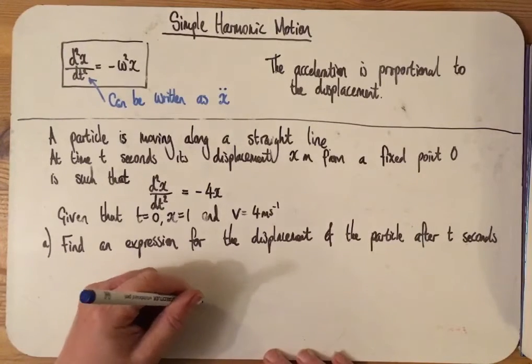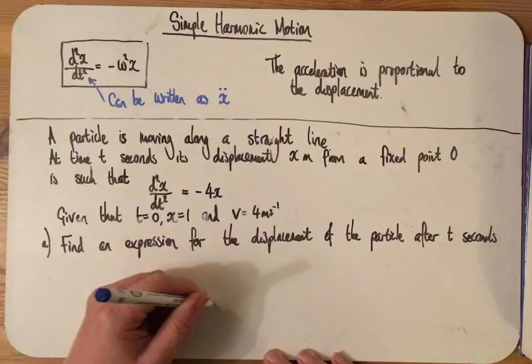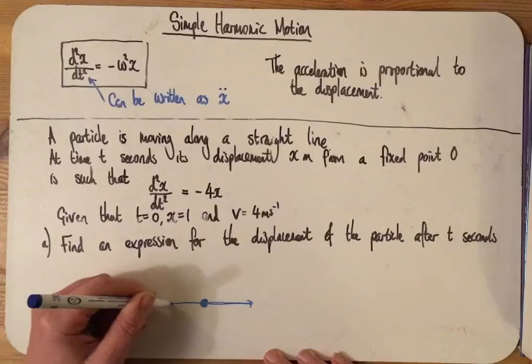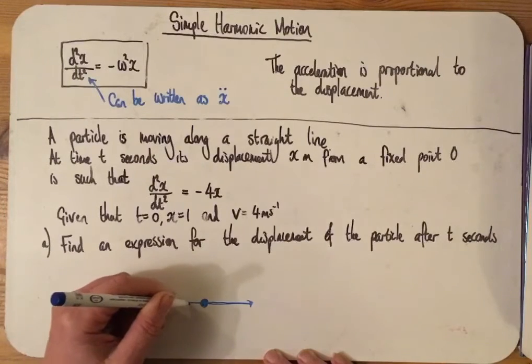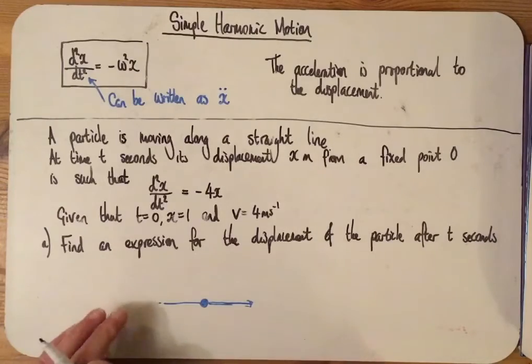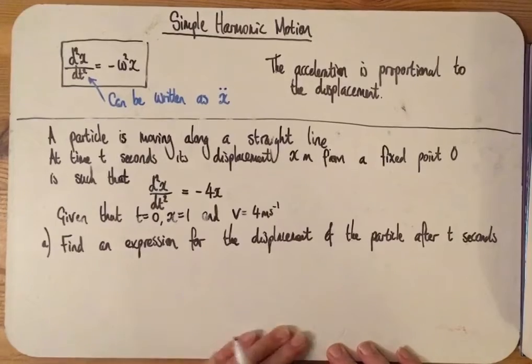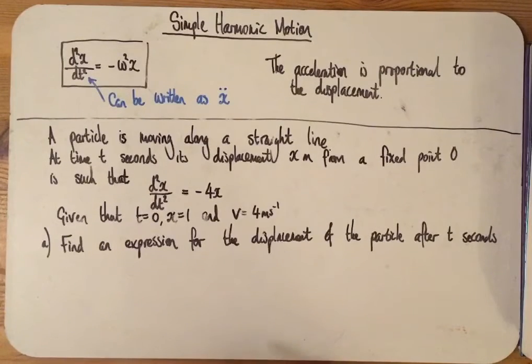So this particle is kind of moving that way, slowing down to 0, coming back, moving that way, slowing to 0, coming back. So it's moving backwards and forwards. So yeah, it could be attached to a spring. That would give you simple harmonic motion. So it's really an integration question.